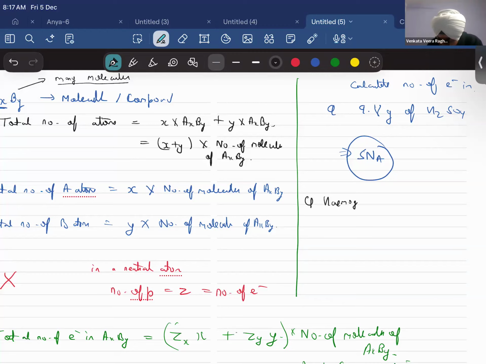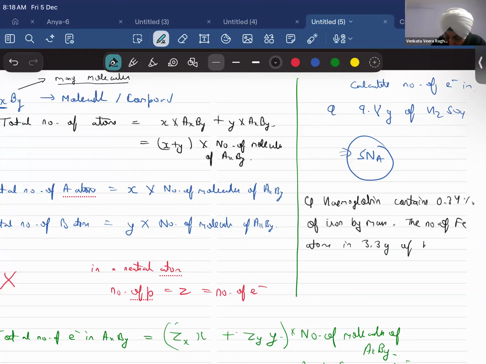Then one more question from my side to you guys is this. Let's say I am having hemoglobin which contains 0.34% of iron by mass. The number of iron atoms in 3.3 gram of hemoglobin is? The atomic mass of iron is given to you, Fe is 56. You need to tell me the final answer for this question.